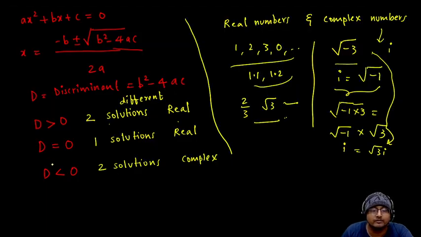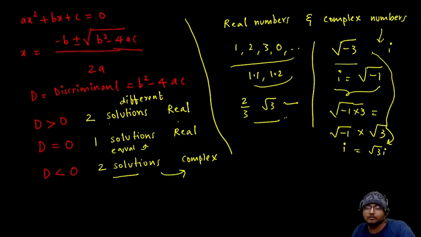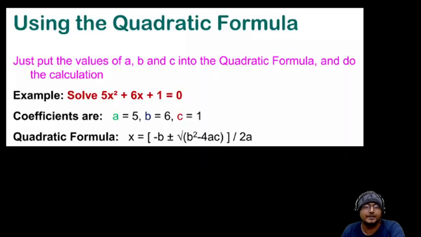Okay. And what if d equal to 0? We have only one solution. That is equal solutions. Both are equal solutions. What if d is less than 0? So we will have two solutions, but those are complex, not real solutions. So this is all about the types of the solutions we will get.